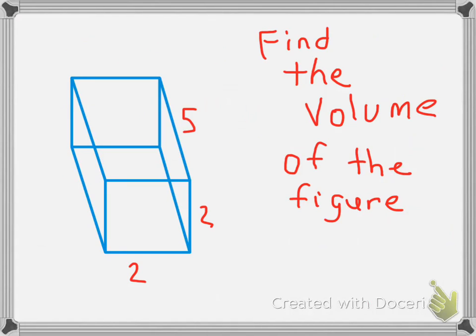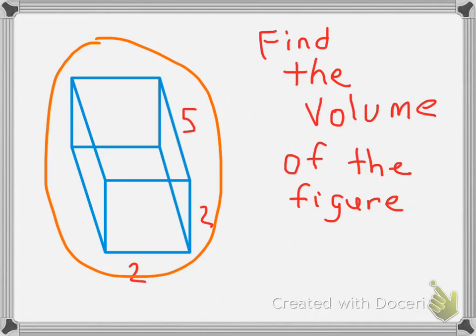Okay, Arthraj is back with another independent example. This is our good friend, Prism Pete. His name is Pete. So we've got to find the volume of Pete. Pause the video and then come back and we'll give you the answer.